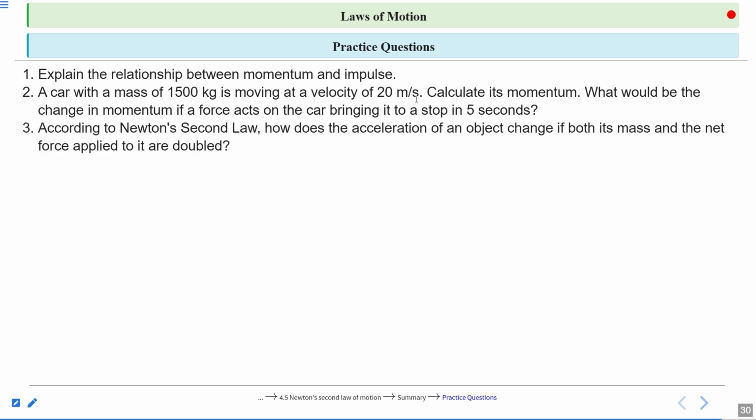Third question, according to Newton's second law, how does the acceleration of an object change if both its mass and the net force applied to it are doubled? It means if the mass and the net force applied on a body are doubled, then what will be the effect on the acceleration of the object? Clear? So here you have to find out the effect.